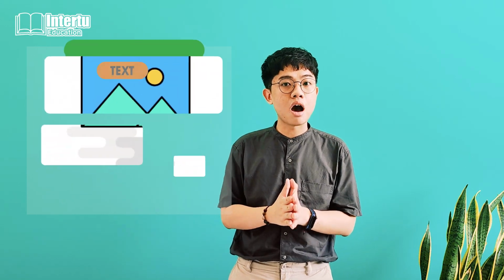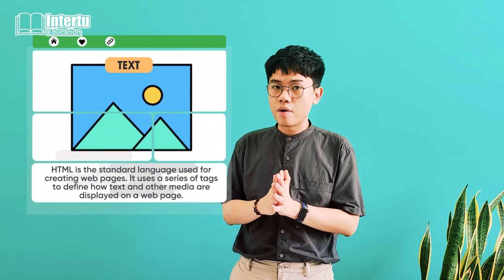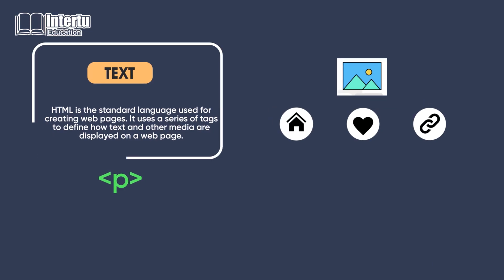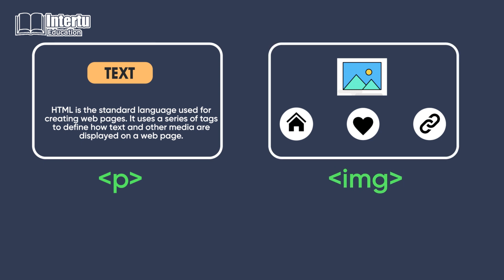Now let's talk about hypertext markup language, or HTML. HTML is the standard language used to create a web page. It uses a series of tags to define how the text and other media are displayed on the web page. For example, I have the tag P. It is a tag used to define a paragraph, and the tag IMG is a tag to represent an inserted image.